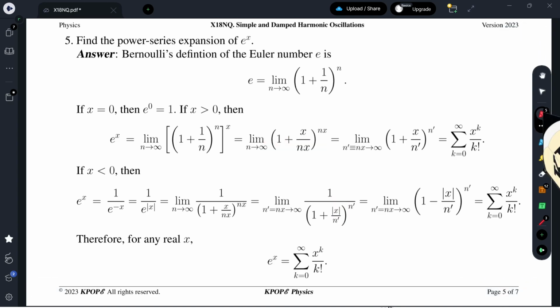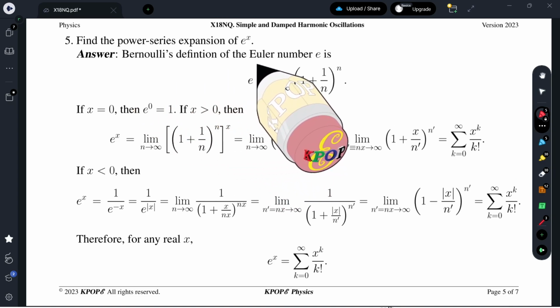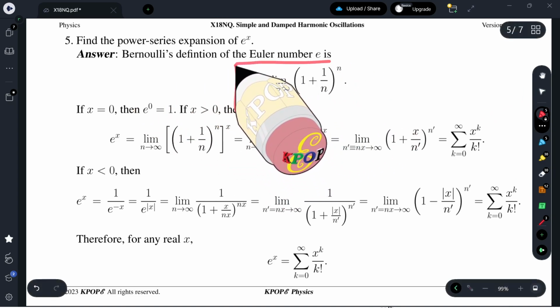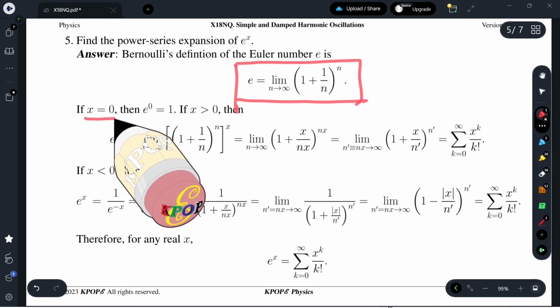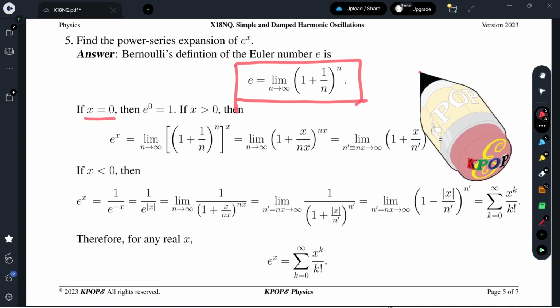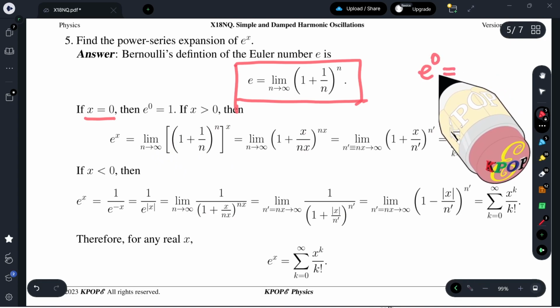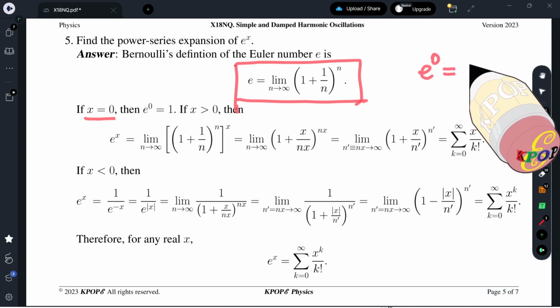Okay. So find the power series expansion of exponential x. I believe we know this very well. Bernoulli's definition of the Euler number is like this. If x equals 0, e to the 0 is just 1.